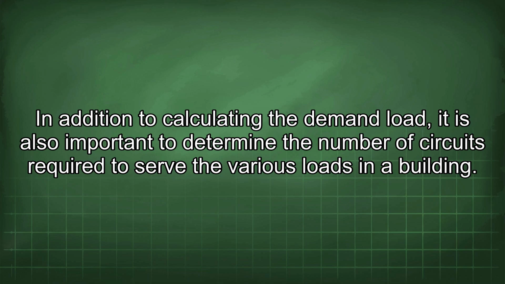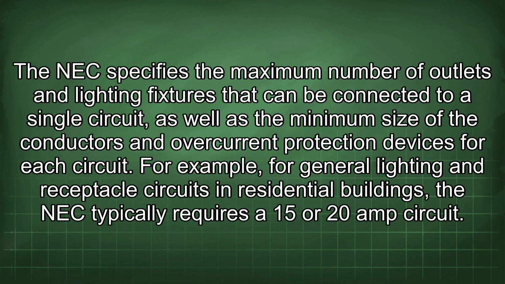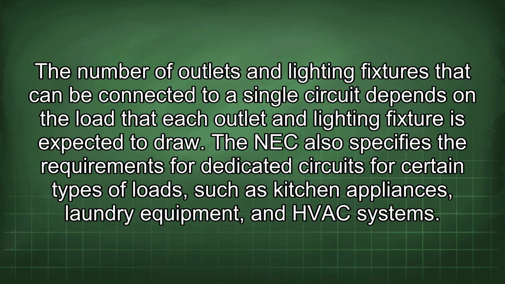In addition to calculating the demand load, it is also important to determine the number of circuits required to serve the various loads in a building. The NEC specifies the maximum number of outlets and lighting fixtures that can be connected to a single circuit, as well as the minimum size of the conductors and overcurrent protection devices for each circuit. For example, for general lighting and receptacle circuits in residential buildings, the NEC typically requires a 15 or 20 amp circuit. The number of outlets and lighting fixtures that can be connected to a single circuit depends on the load that each outlet and lighting fixture is expected to draw.